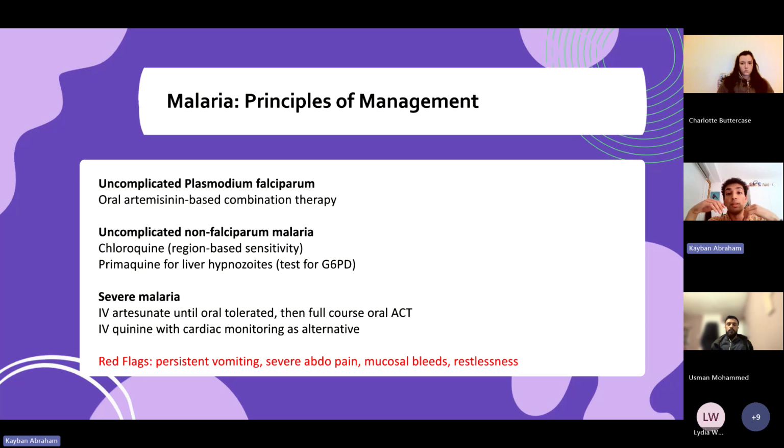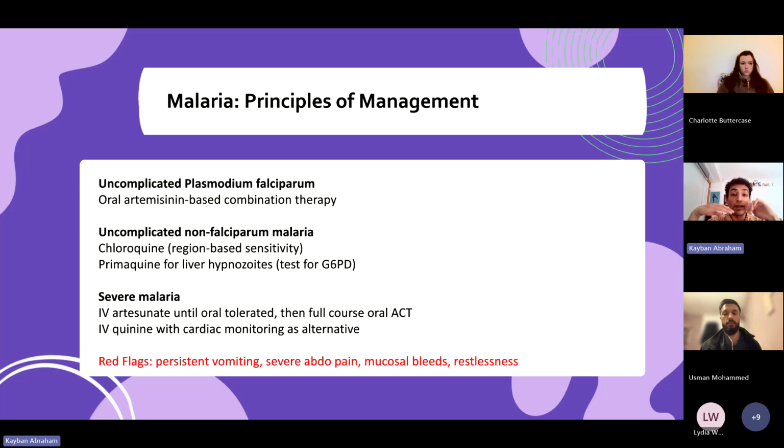But you don't give them, firstly, because it's far more expensive than these other treatments, and secondly, because they can develop resistance to it. So the reason that you can't give chloroquine for falciparum malaria is because it's just completely resistant at this point. It's not useful when you give it to them. So you reserve it for the severe cases.